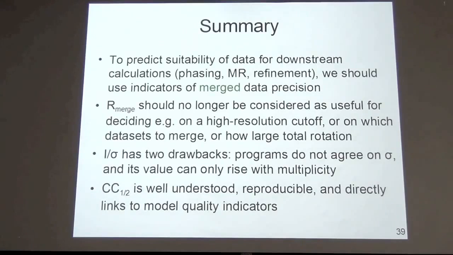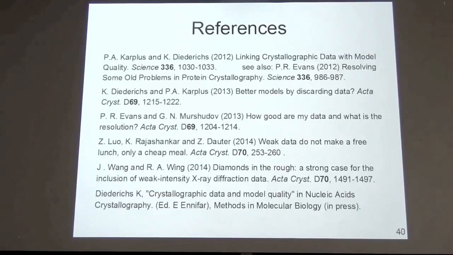Whereas CC1/2 does not have these problems. Programs agree. It's the same formula. It does not use the sigmas. It just uses the intensities, which is better in that sense. And it can make the link to the model quality indicators.